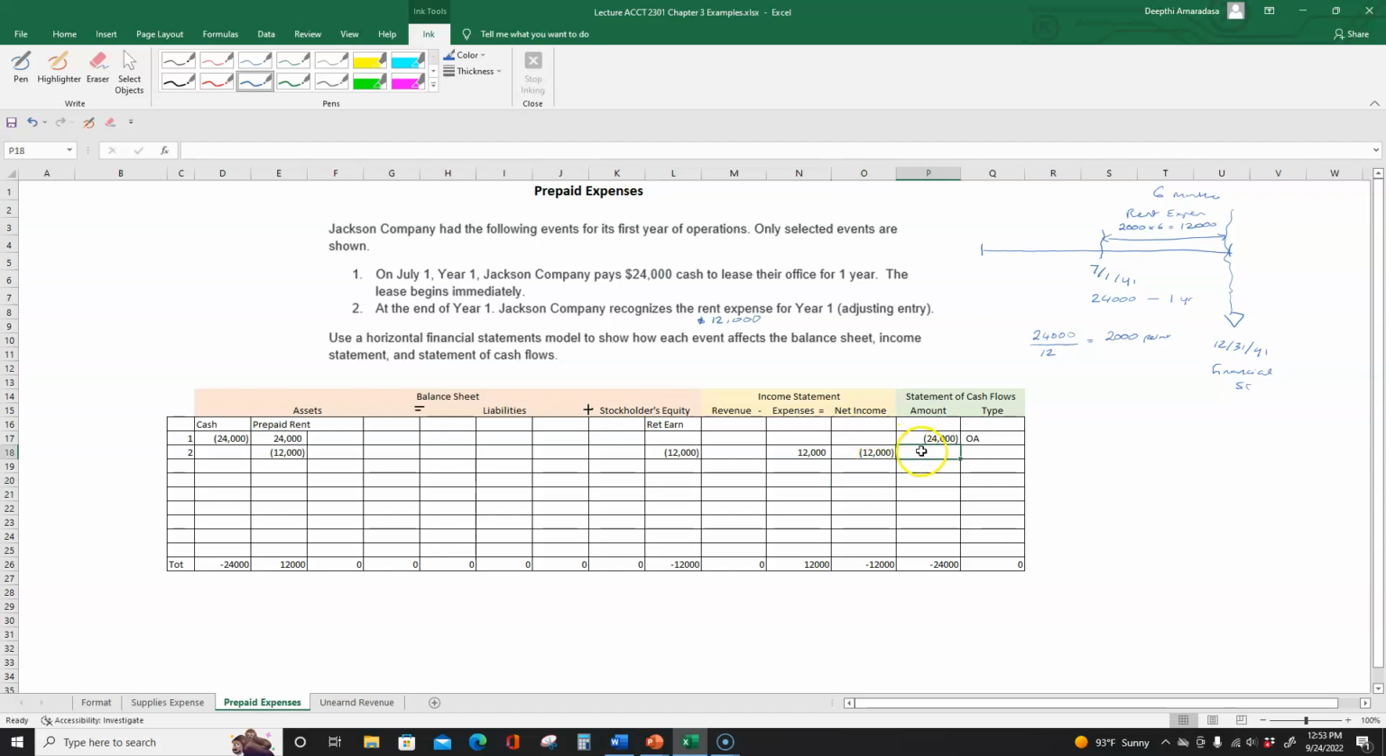Does this adjusting entry affect the statement of cash flows? No, it doesn't. There's no cash involved, so therefore the statement of cash flows is not affected. Adjusting entries never affect the statement of cash flows.